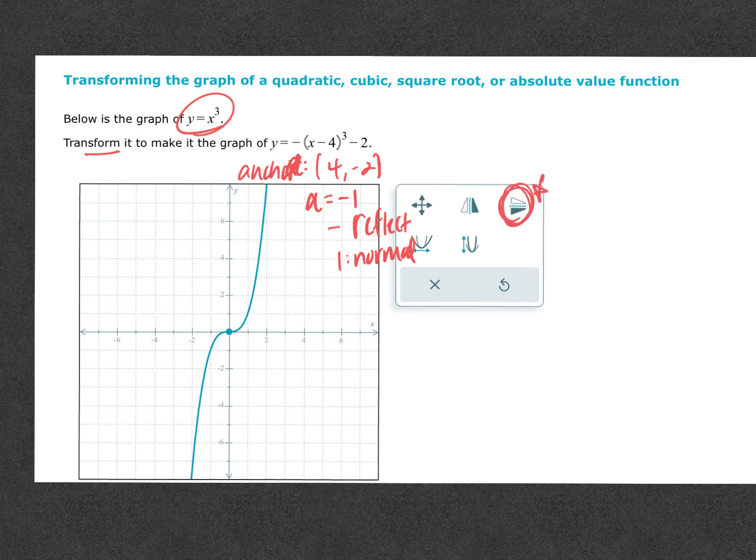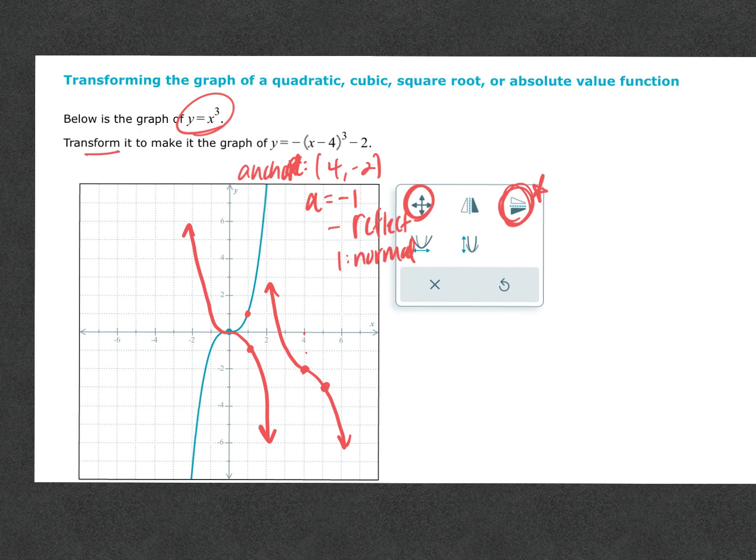So start off with this flip. Remember, because it's going to reflect, you're going to start there. So when you hit that button, it's going to reflect it to look like this. And then you want to pick up this move tool and move the anchor point or the vertex, the anchor point to 4, -2. So we're going to move it over here to 4 and then down 2 to -2. It has a red dot on it here and the red dot here. So when we move it, it's going to look like this.